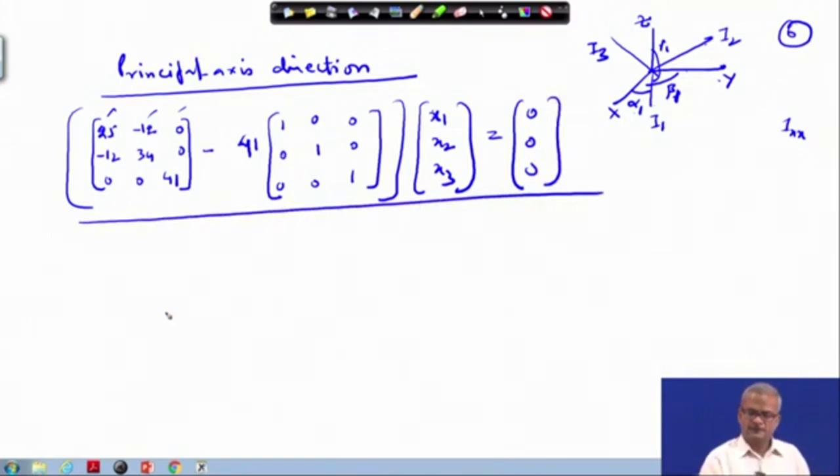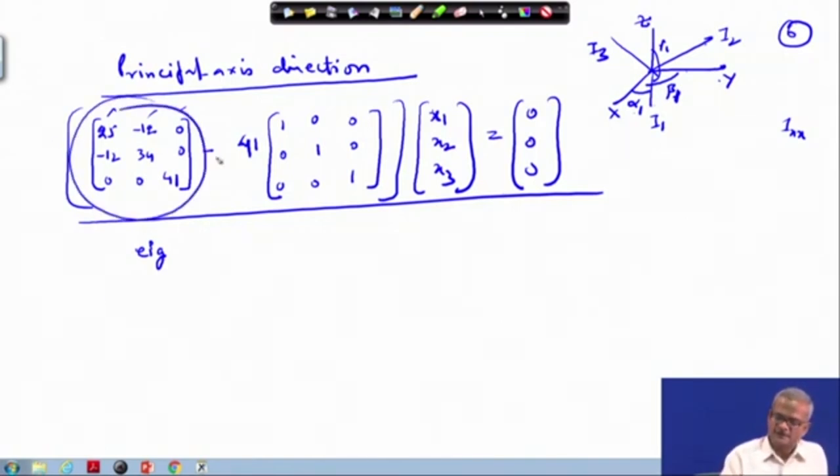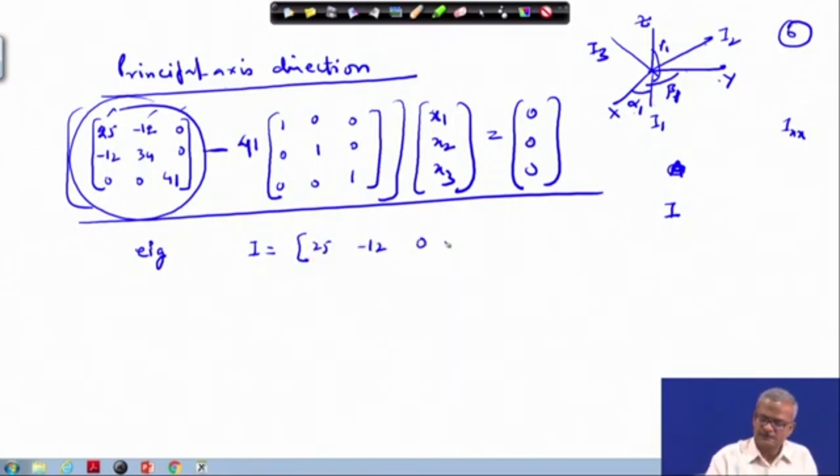I have not done any manual calculation here; you just need to find the eigenvalues in MATLAB. Once you have this matrix, let us say this is the A matrix, or the I matrix we have already defined, in MATLAB you can give the command: 25 minus 12 0; minus 12 34 0; 0 0 41, with semicolons between rows. Okay. If you give eig of I, this will list the eigenvalues.